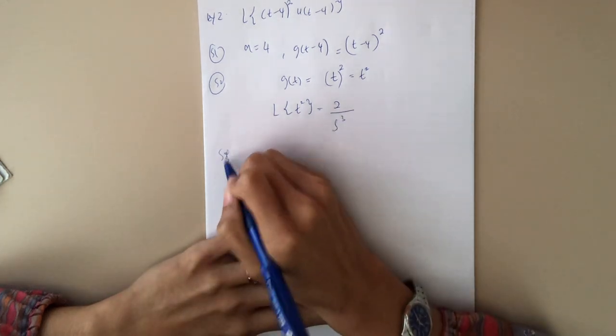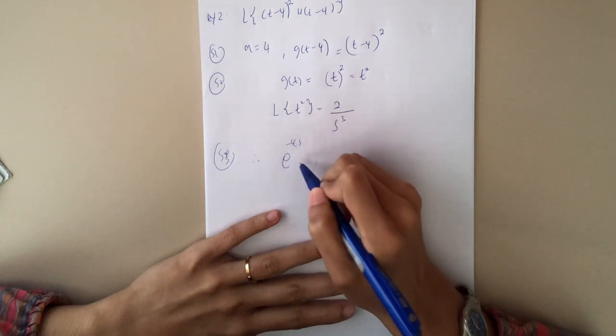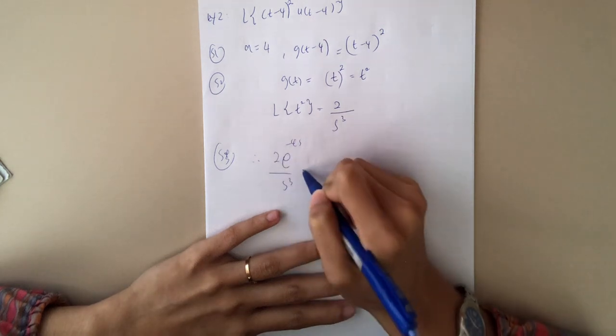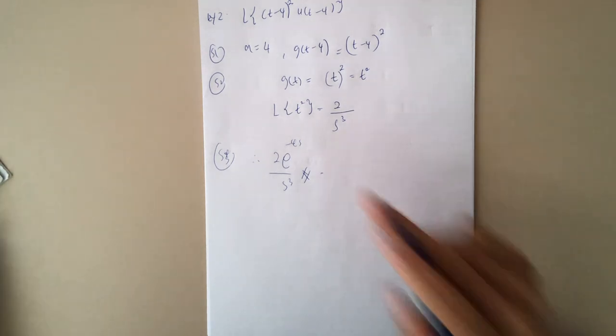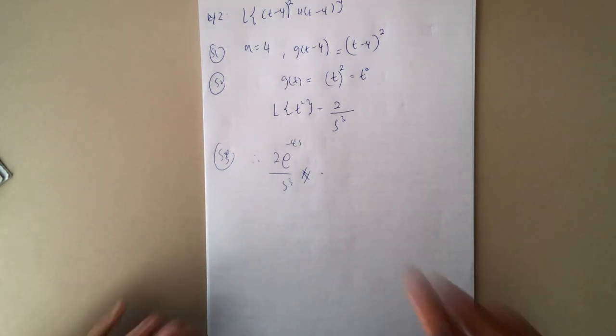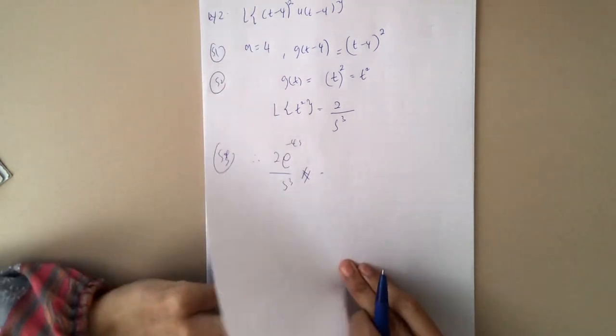And the last step, step number 3, is the final answer. It will be e to the negative 4s times 2 over s cubed. Okay, so this is the final answer. Alright.